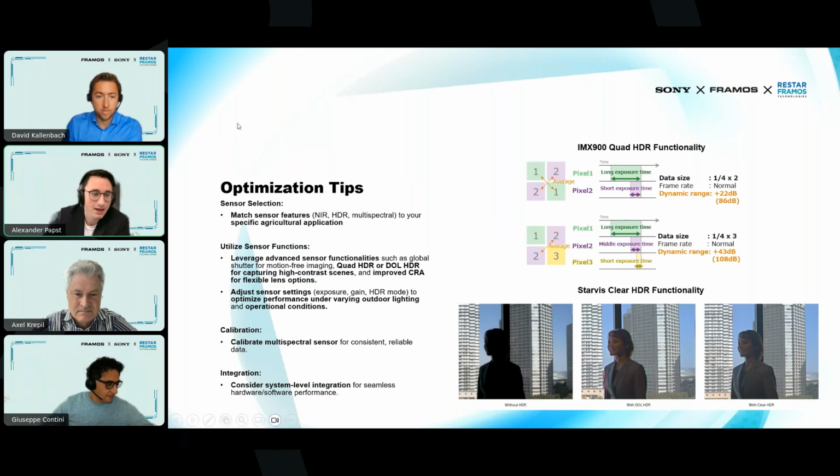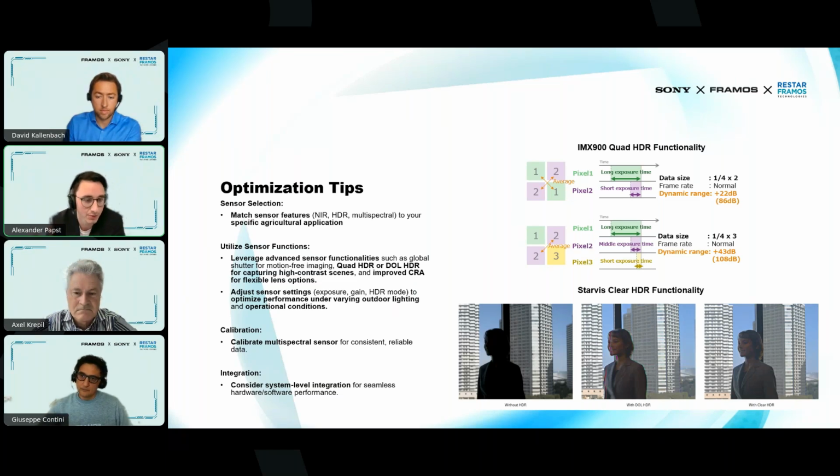The first point might seem very obvious to you, but I want to mention it anyway because it's critical. Match the sensor features, whether that's NIR sensitivity, HDR capability, or the need for multispectral imaging, to your specific agricultural application. Really ask yourself: what am I trying to detect, what are my lighting conditions, what's my operational environment, am I on a moving platform or stationary, do I need real-time processing? All those factors you need to take into account when designing a system.